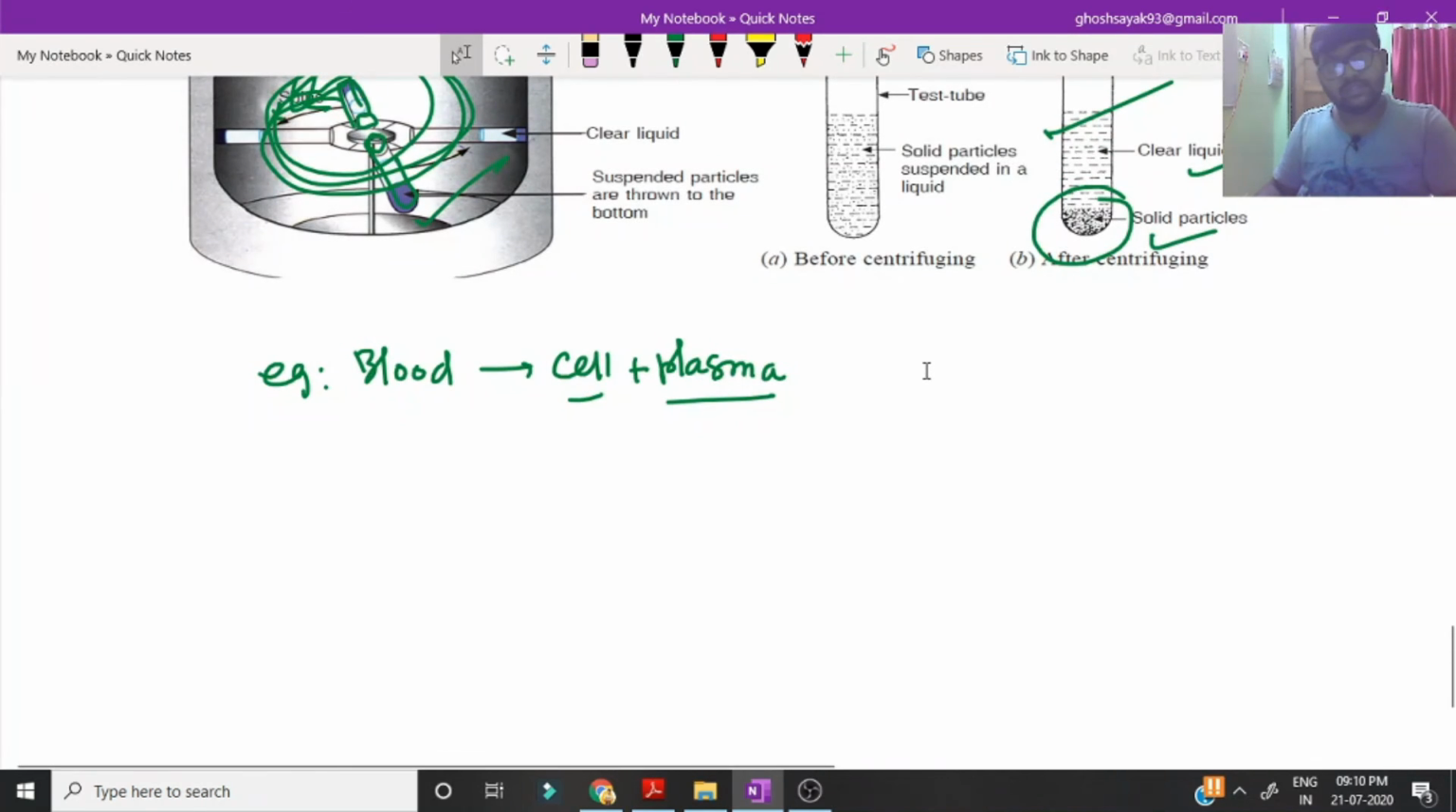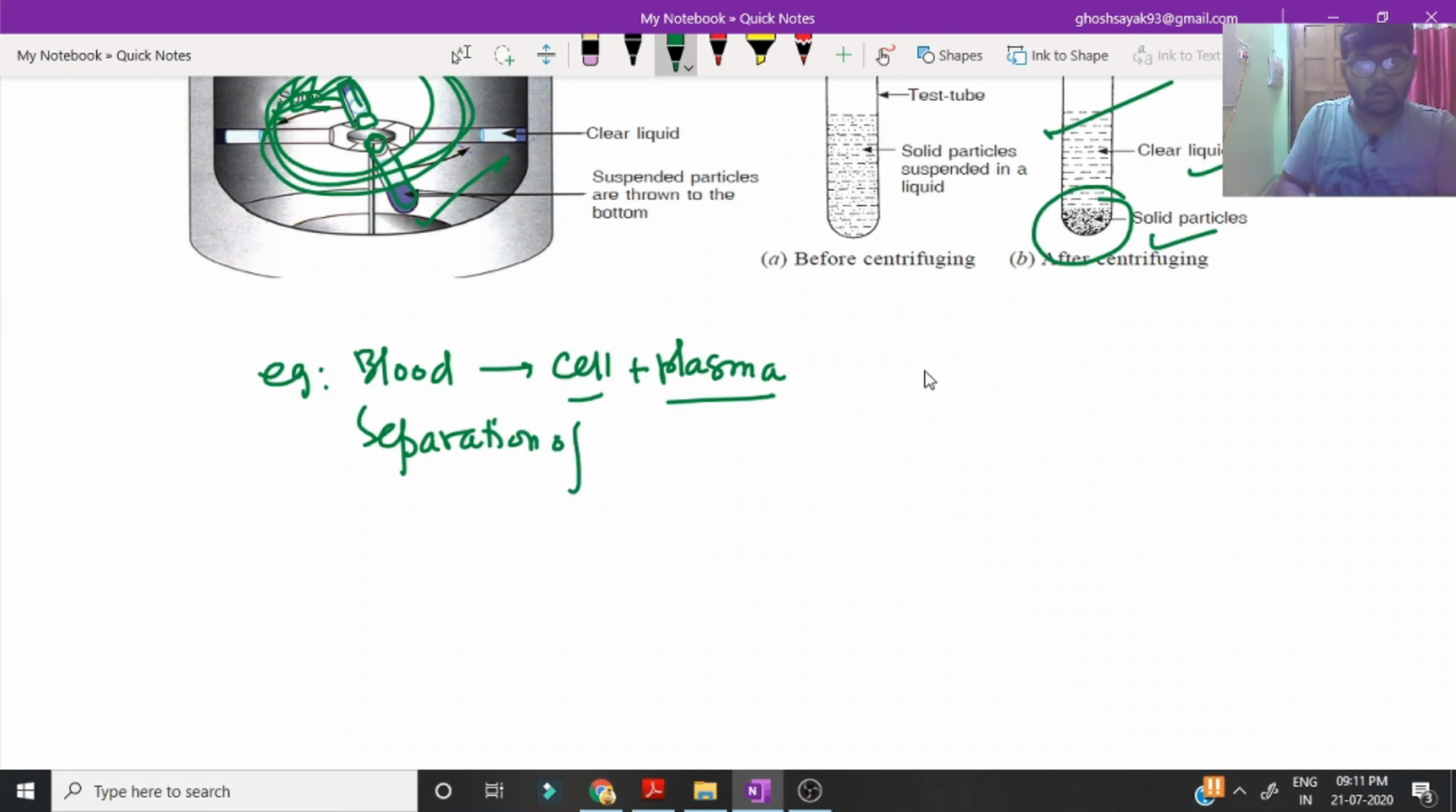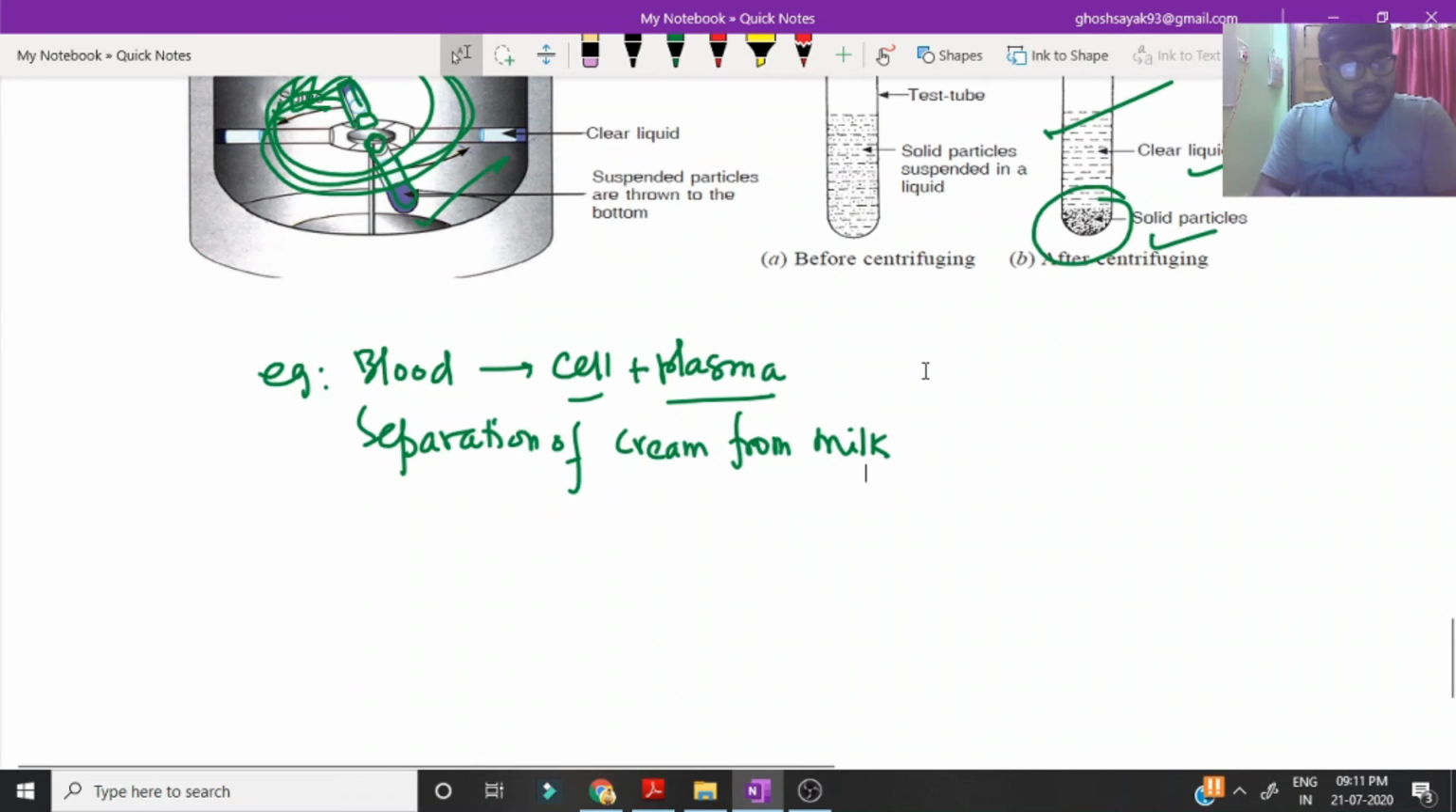One more interesting example is there, separation of cream from milk. It is also done by the process of centrifugation, right? You have to keep that in mind. So the milk is taken and the centrifugation is applied, by which it gets converted into the cream or butter, I would say.